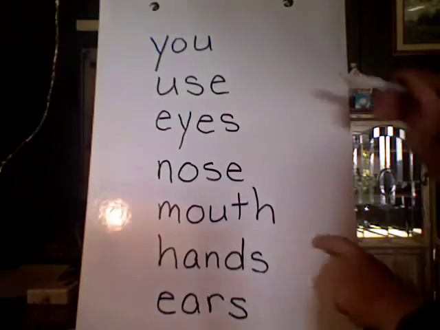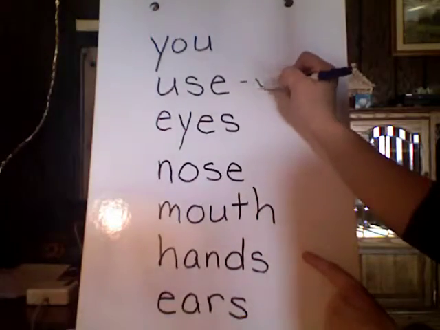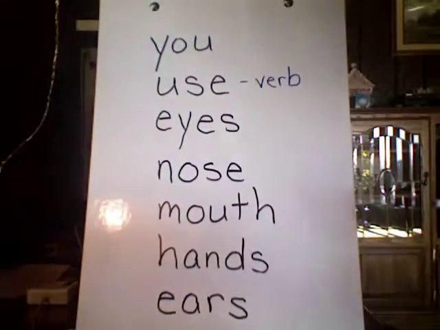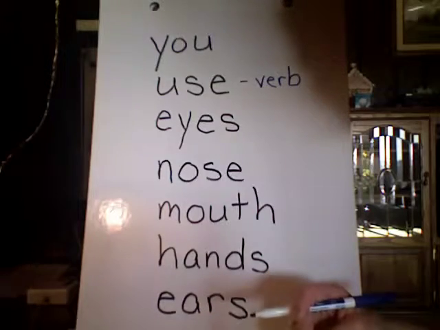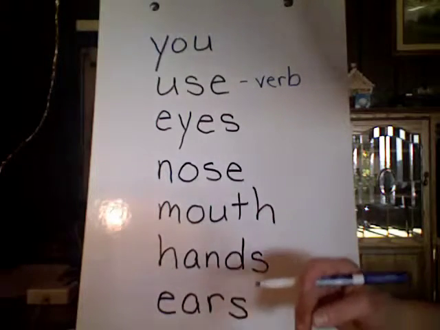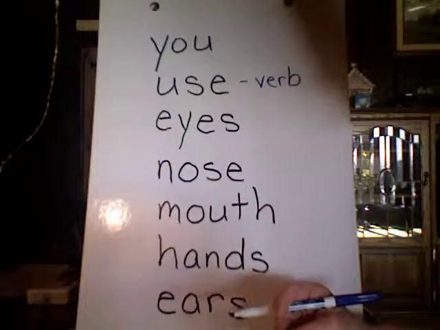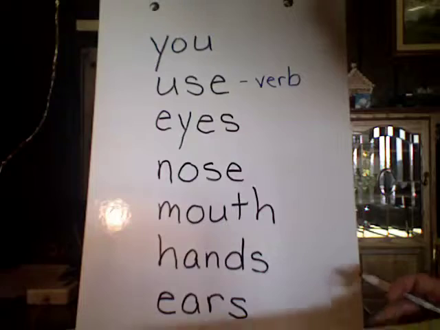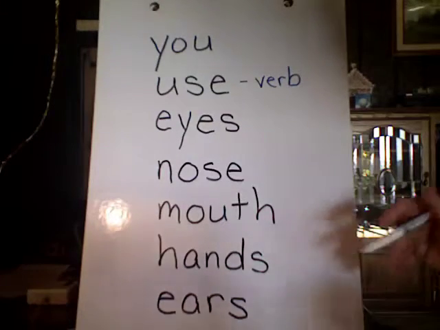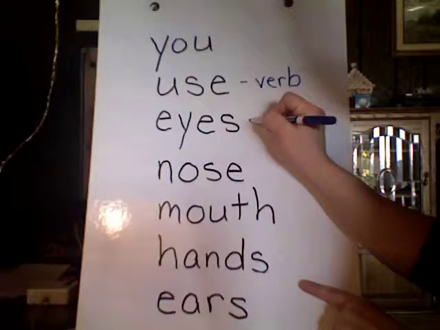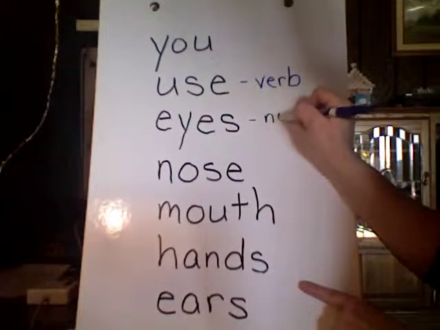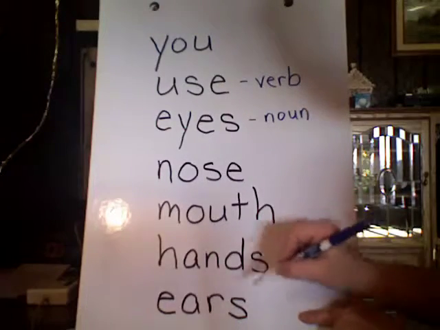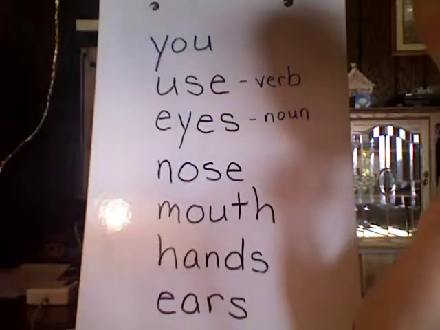That's right. Use is a verb. Now, the rest of these words are either nouns or a pronoun, a word we use instead of a noun. So let's look. Which ones are things? Eyes, they're a noun. So if eyes are a noun, nose, mouth, hands, and ears, what do those words have in common?